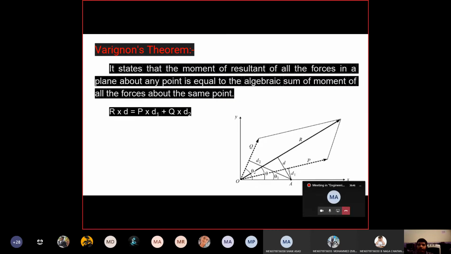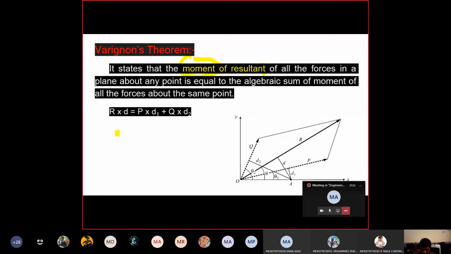Next topic, Varignon's theorem. What does this theorem say? Listen, all of you try to understand this. It states that the moment of resultant. But first, before discussing the moment of resultant, tell me what is the meaning of moment? Not movement. This is movement. M-O-M-E-N-T. Tell me.